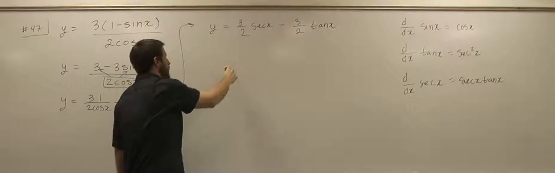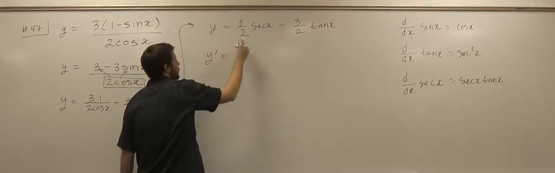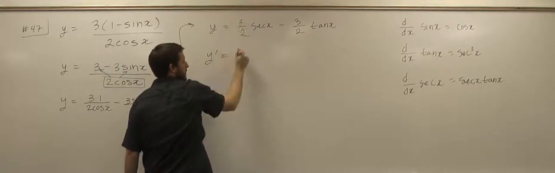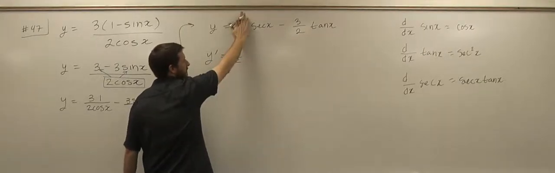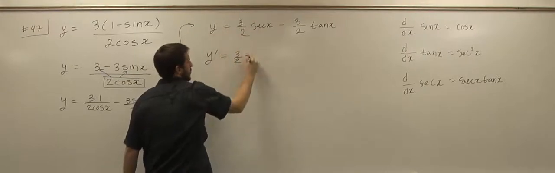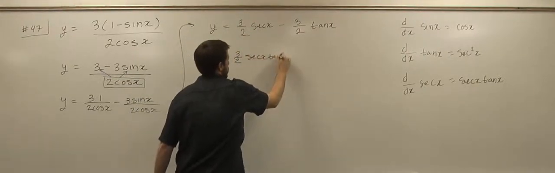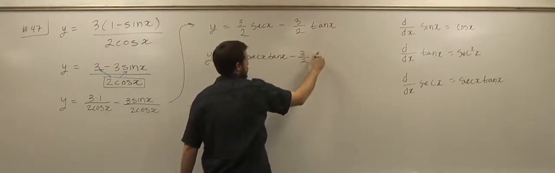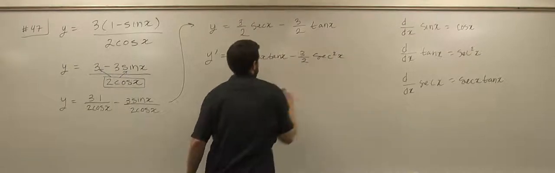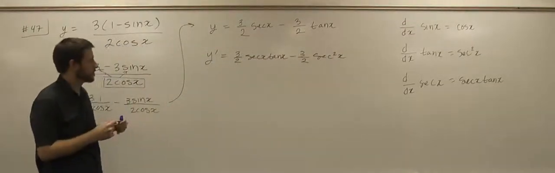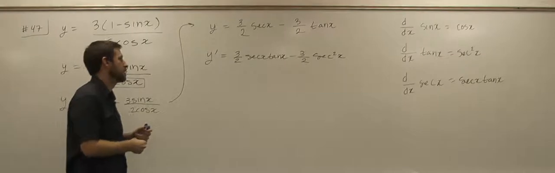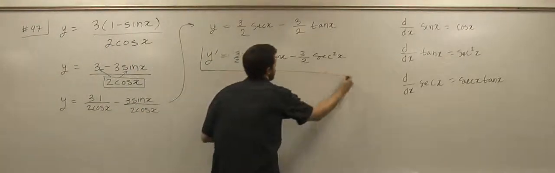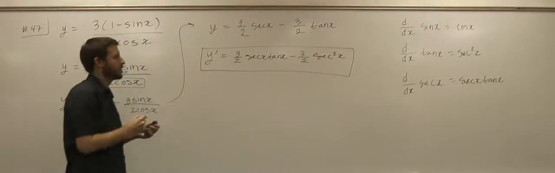So now I can actually calculate the derivative by doing y prime equals, the 3 halves is a constant multiple, so when you do your derivative, just bring it down. And then focus on the secant. Derivative of secant is secant x tan x. Minus, again, constant multiple, derivative of tangent. So this is one form of the answer. You could probably do a lot of algebra and change this into different forms.